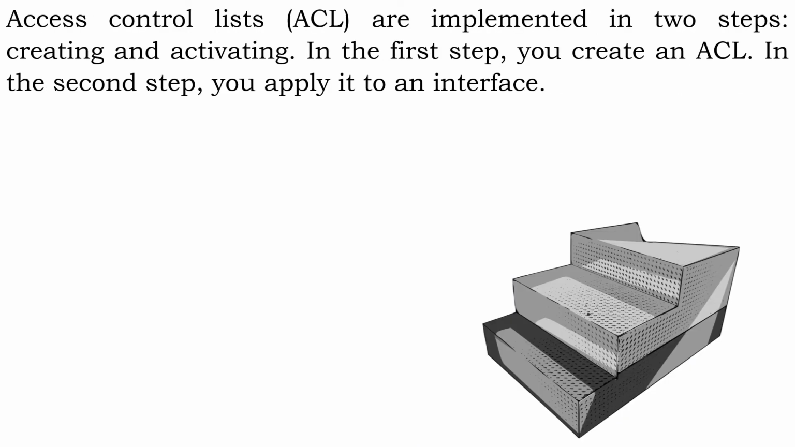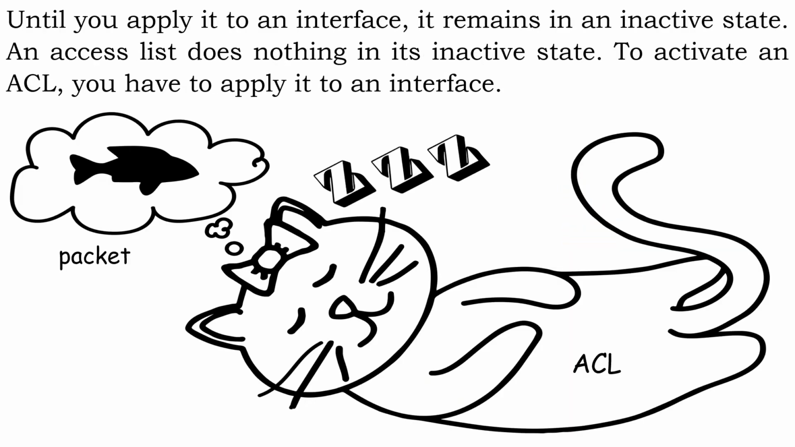ACLs are implemented in 2 steps, creating and activating. In the first step, you create an ACL. In the second step, you apply it to an interface. Until you apply it to an interface, it remains in an inactive state. An access list does nothing in its inactive state. To activate an ACL, you have to apply it to an interface.